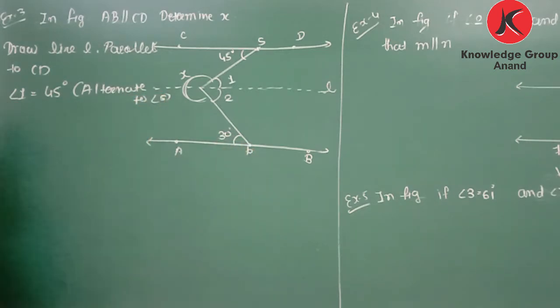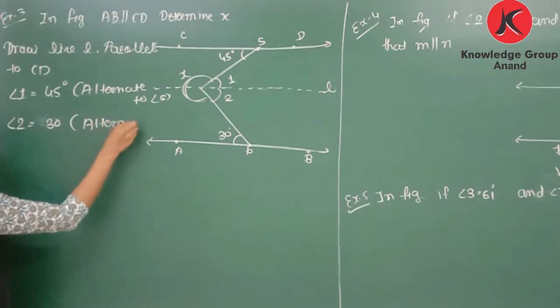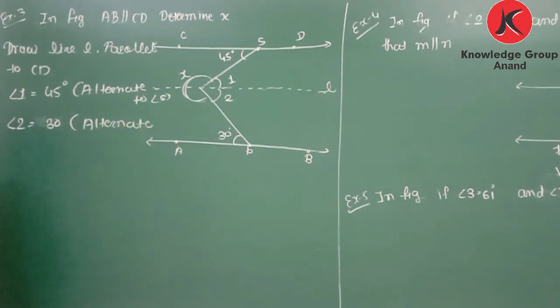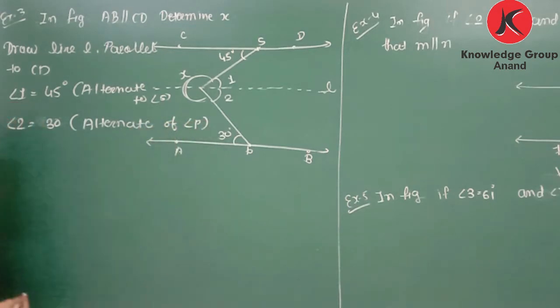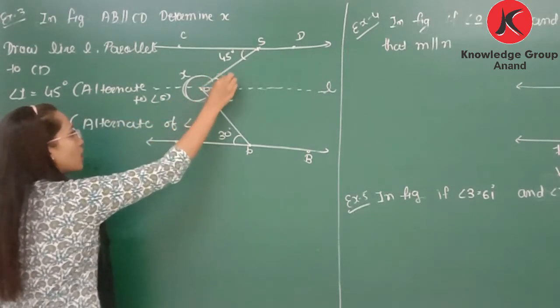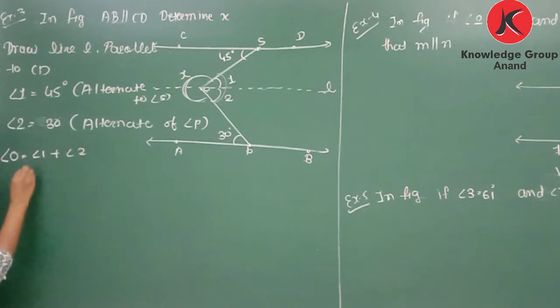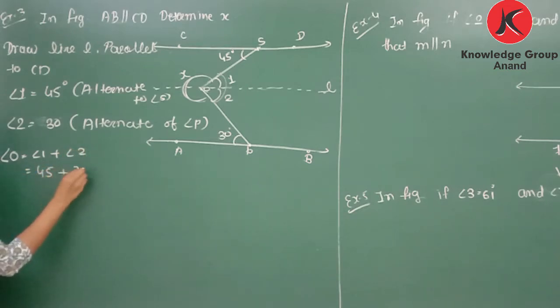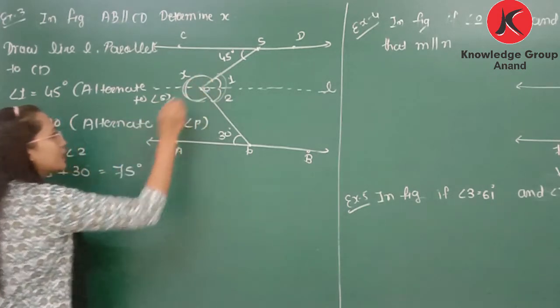Give this name P. So here angle 2 and angle P are alternate angles. So we can write angle 2 is also 30. As we learned the property that alternate angles in parallel lines are equal, so they are equal. Now if we find this angle, let's say this is O. So O is what? Angle 1 plus angle 2. Now angle 1 is 45, angle 2 is 30. So that is 75. But here we need to find this angle X.